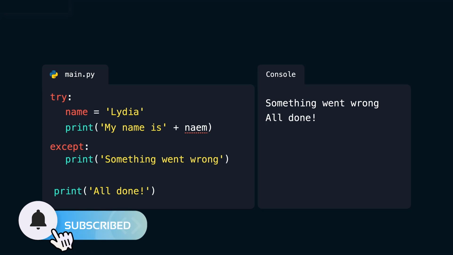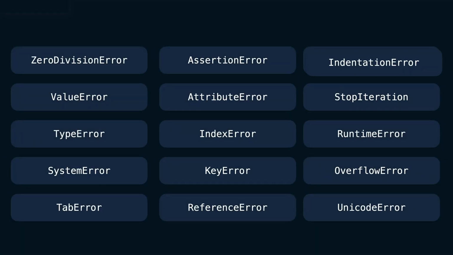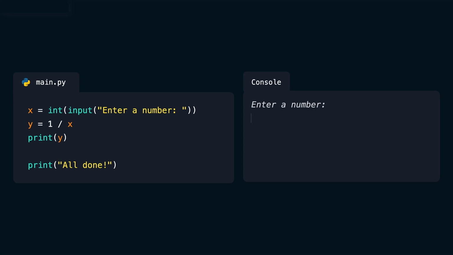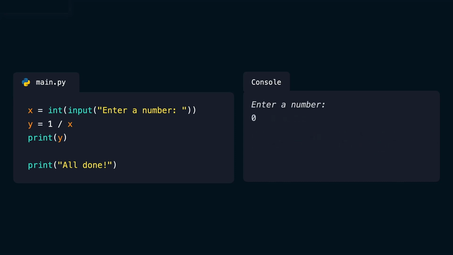However, there are many different things that can go wrong in your program, and many different types of errors can be thrown. Python allows you to create exceptions that only run if a specific error has been thrown. For example, if we have code that accepts some user input and we want to divide 1 by that value, there are two things that might go wrong. The user might give us a string as input, in which case we try to convert a string to an integer, which throws a value error. Or the user inputs 0, in which case we're dividing by 0. This results in a zero division error.